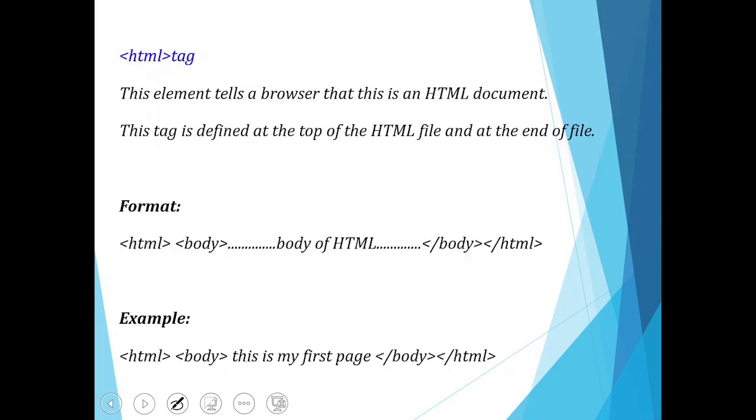So first is the HTML tag where the document starts. This element tells the browser that this is an HTML document. This tag is defined at the top of the HTML file and at the end of the file. As I showed you, it starts with HTML and it ends with HTML. In between is the remaining data, which is the body of your page. There is an example given, which talks about HTML, HTML closing, body, and the body closing. This is my first page. So on your browser page, you will have the output: this is my first page.